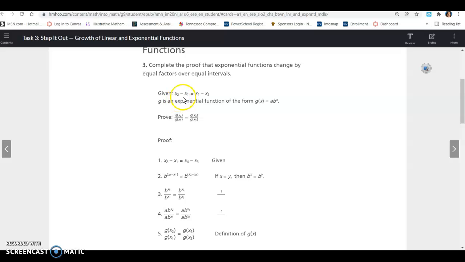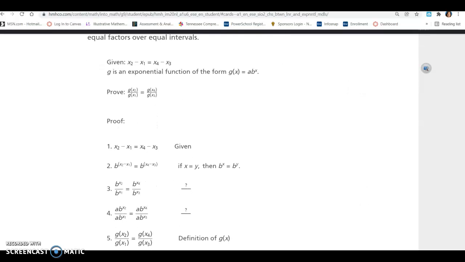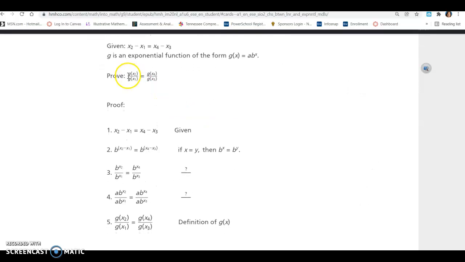So it says given x2 minus x1 equals x4 minus x3. If you remember, in the last task we did this with a linear function. Now it says g is an exponential function of the form g of x equals a b raised to the x power. Okay? I'm going to blow this up a little. So it says the proof: g of x2 divided by g of x1 equals g of x4 over g of x3. This is what we're trying to get, proving this given this information here.